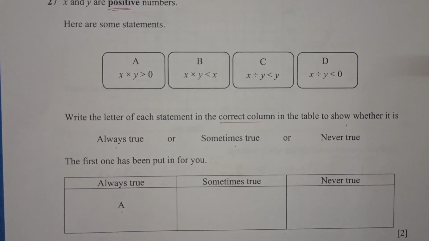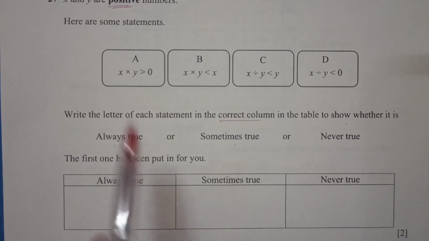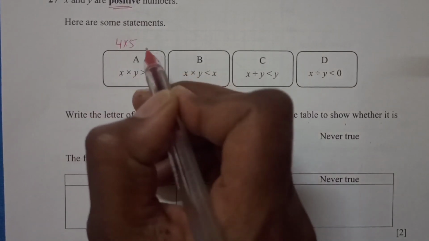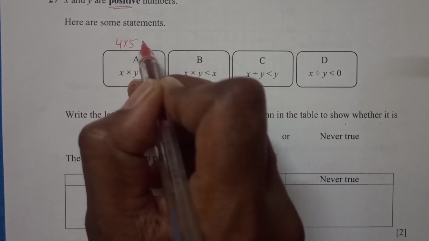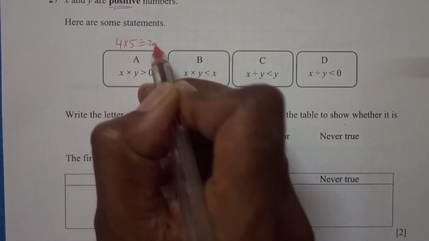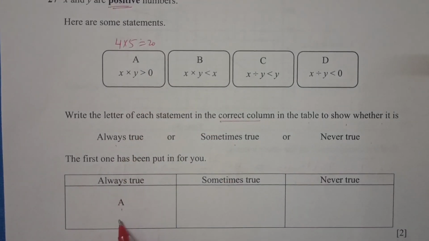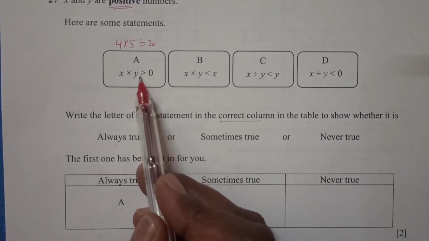See, read this question carefully. X and y are positive numbers. Let's say this is 4 and 5. 4 times 5. 4 times 5 is 20. So this 20 is always greater than 0, right? So that's why it is always true. There is no way that it can be negative.